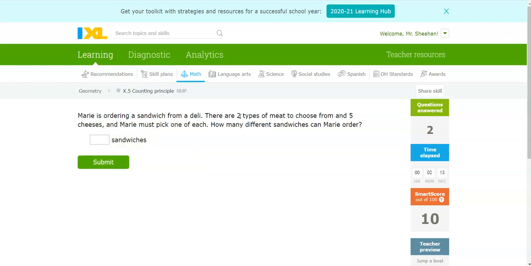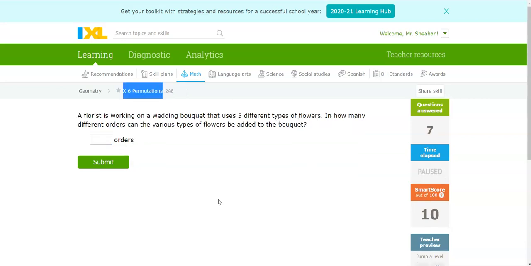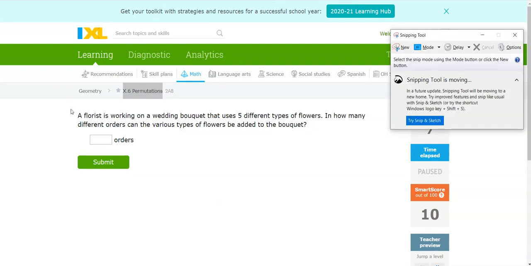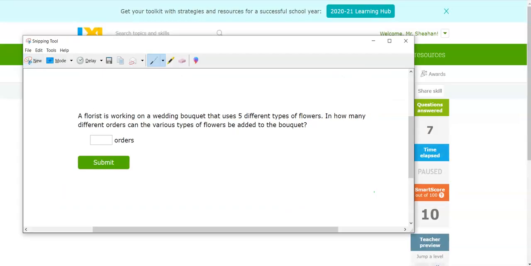Find the numbers. Here, 2 types of meat, 5 cheeses. How many different sandwiches can they do? Well, 2 times 5 is 10. So to find all the possible combinations, just find the different options, the number of those different options, and multiply that number together. The same thing is fairly true for permutations.